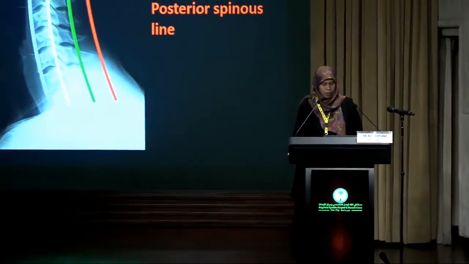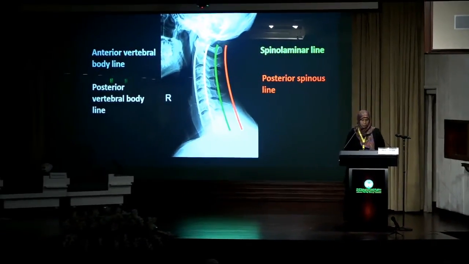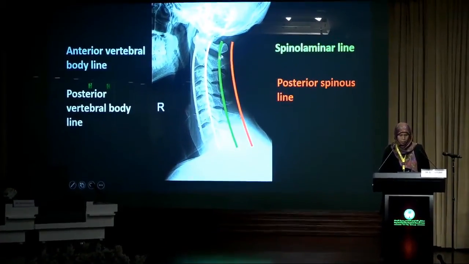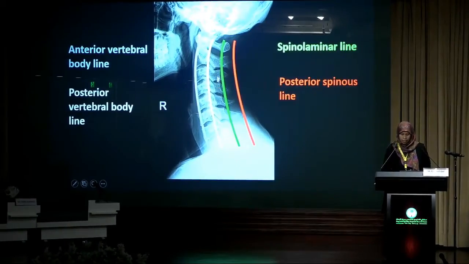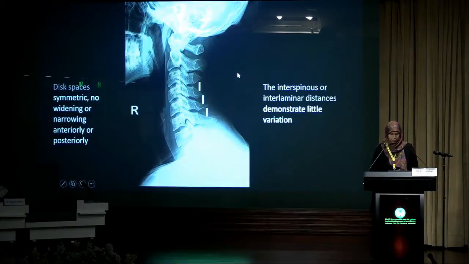Okay. First, we talk about cervical spine stability. This is important, and if we talk about cervical stability, we have to remember again about several lines and several structures, including the anterior vertebral body line, posterior vertebral body line, spinolaminar line, and also the posterior spinous line. These lines should be in good alignment. How about these spaces? These spaces have to be symmetric, with no widening or narrowing anteriorly or posteriorly. And then how about the interspinous and interlaminar distance? It should demonstrate little variation.